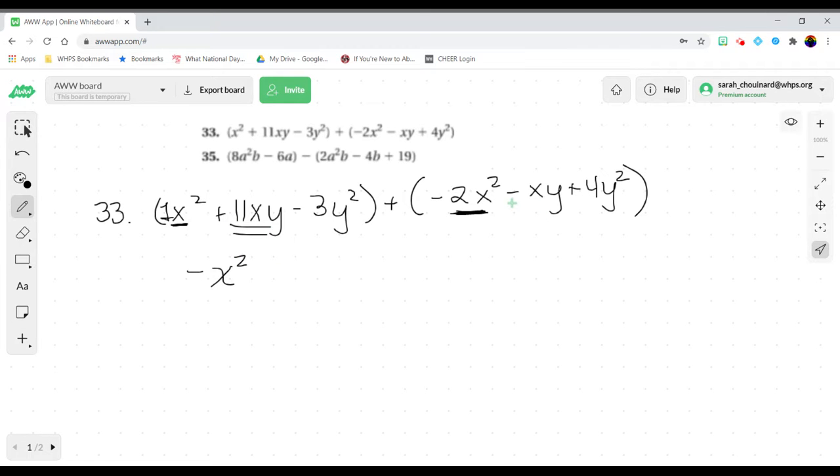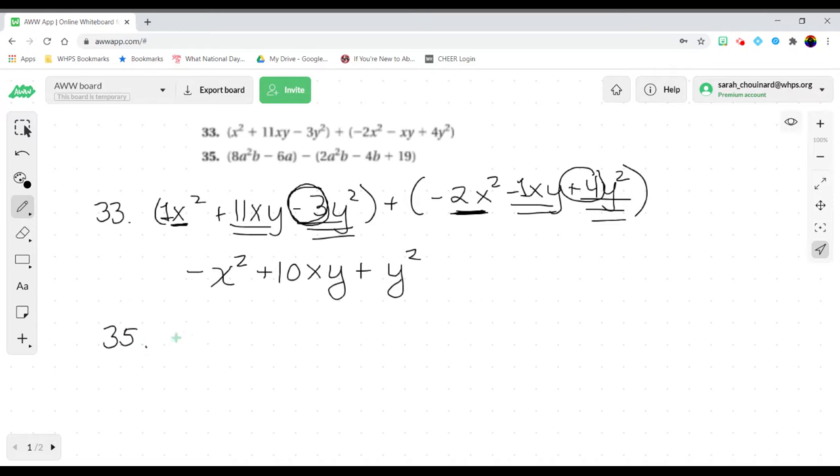11xy is a like term with negative xy. Again, there's a 1 there. So 11 and negative 1 make 10. So 10xy is what I get when I combine my like terms. And then negative 3y squared is a like term with 4y squared. So if I add the coefficients, remember this is going to be negative 3 because of the subtraction sign. So negative 3 and positive 4 combine to make positive 1, or I can just write y squared.